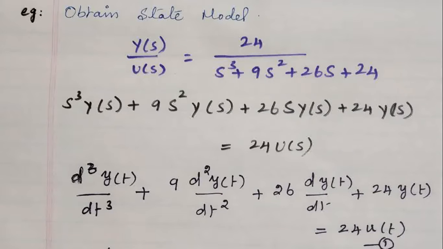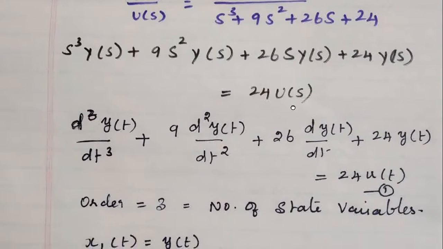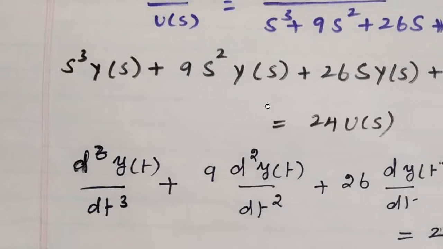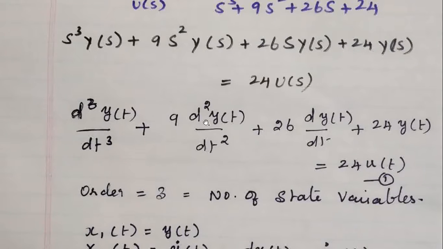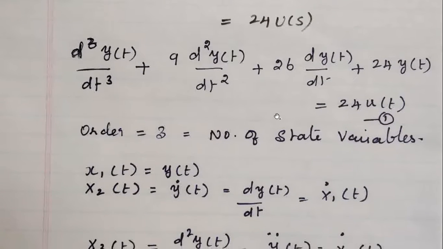The obtained equation is in the form of a Laplace transformed equation. Convert this s domain equation into a time domain equation, where s cube becomes d cube y(t) by dt cube, plus 9 d square y(t) by dt square, plus 26 dy(t) by dt, plus 24 y(t), which is equivalent to 24 u(t). Let us consider this as equation 1.